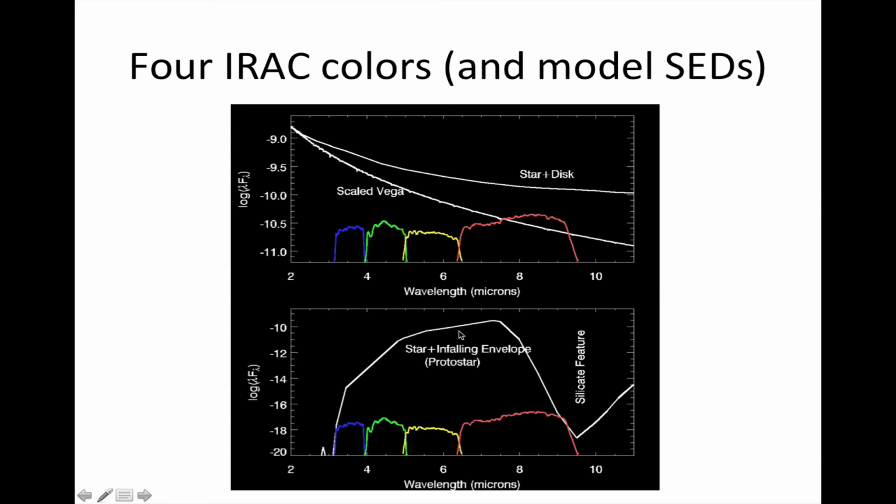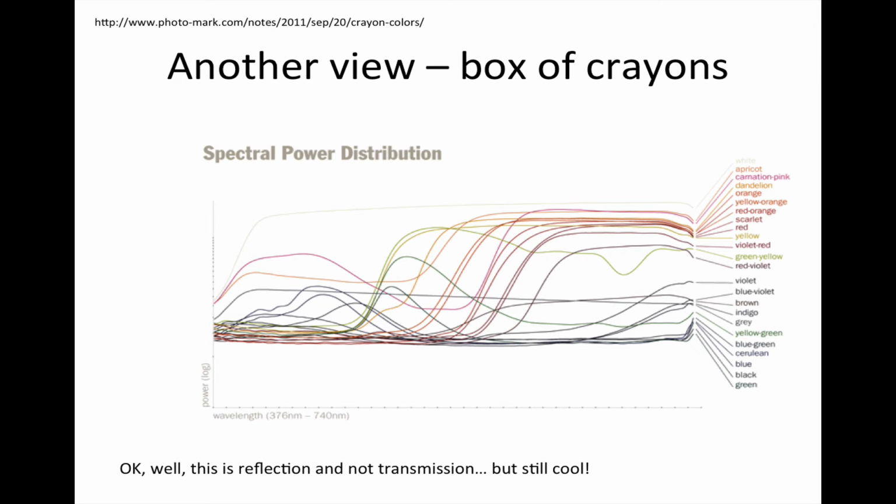Here's some IRAC bandpasses. I have some stray models in there. It's just the figure I could find. So here's the 3.5, 4.5, 5.8, and 8 micron filters. You can see they're much closer to top hats than the WISE filters are. So this is just another way of thinking about it.